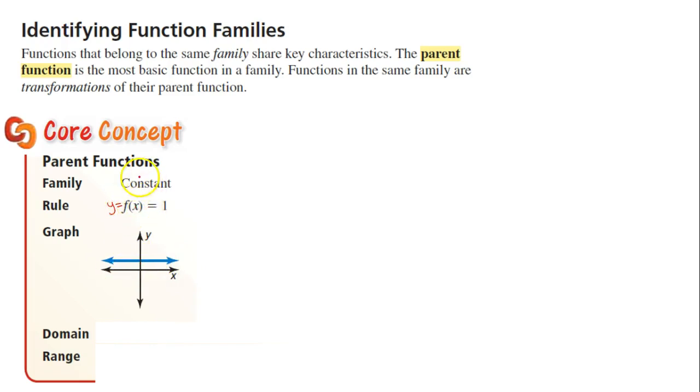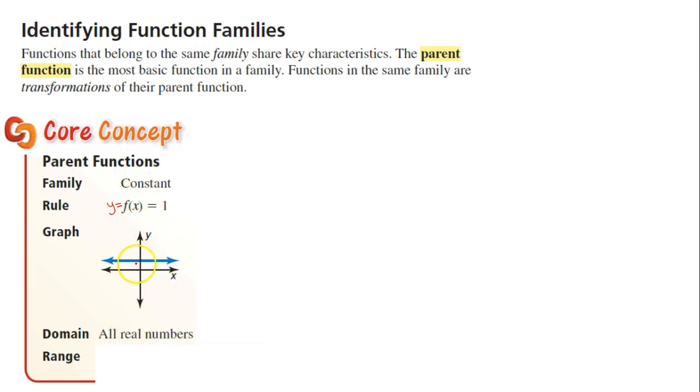So this is what we call a constant function, because the value of the function, which is the y value, right? F is the function, y is f. That function value always stays the same. It's always 1. So that's why we call that a constant function.